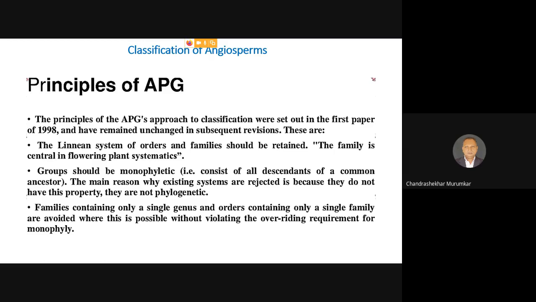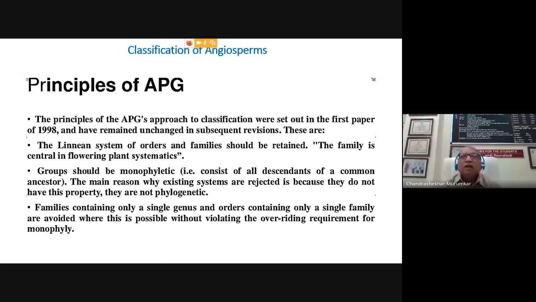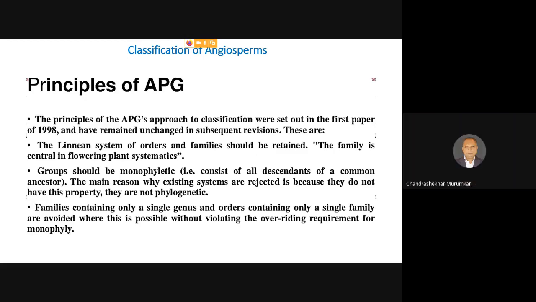The family is central in flowering plant systematics. That is, now they are not giving importance to the genus and species, because the genus and species are the variations, but they are giving stress to a common assemblage of natural characters together.